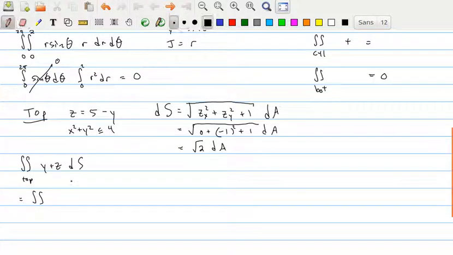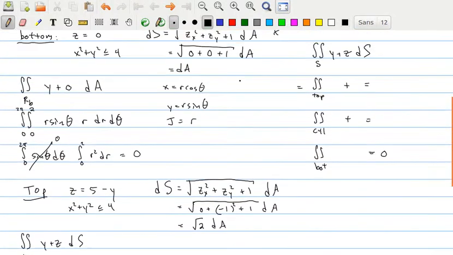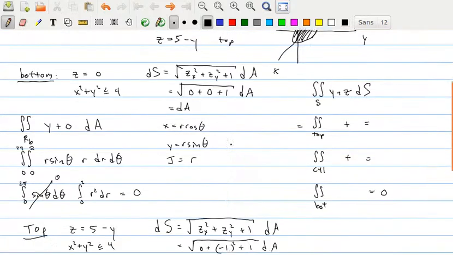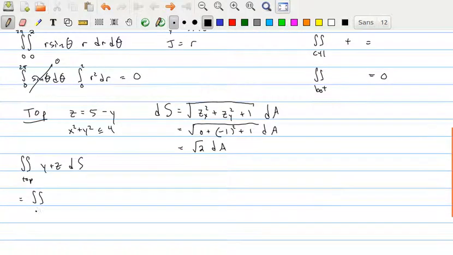Since we're going to be trading in this dS for dA, the region that we're integrating over, originally the surface up on top of the cylinder, in terms of x and y coordinates, we look at the shadow of this in the xy plane, and that's the same disk we had before. The projection in the xy plane is actually the region on the bottom. It's the same region of integration we had in the previous problem. And then our integrand, y plus z, this is y plus, z is 5 minus y, and dS is radical 2 dA.